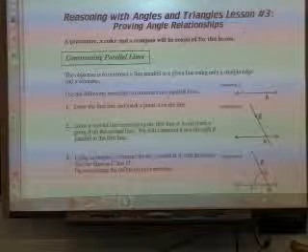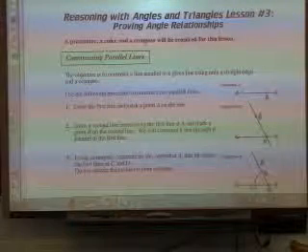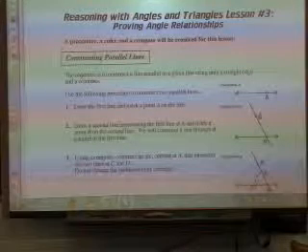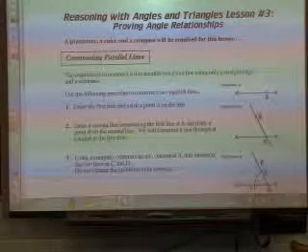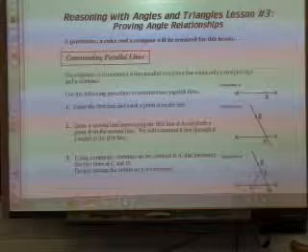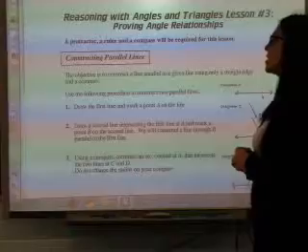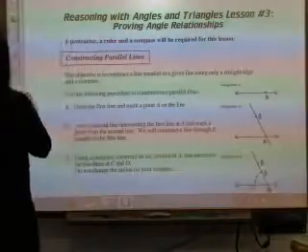If you remember from the last chapter, when you go to prove a mathematical relationship, you're proving it for all possible values, for all possible situations. So you have to use deductive reasoning. You cannot just use examples. So what we're going to look at first is constructing parallel lines.